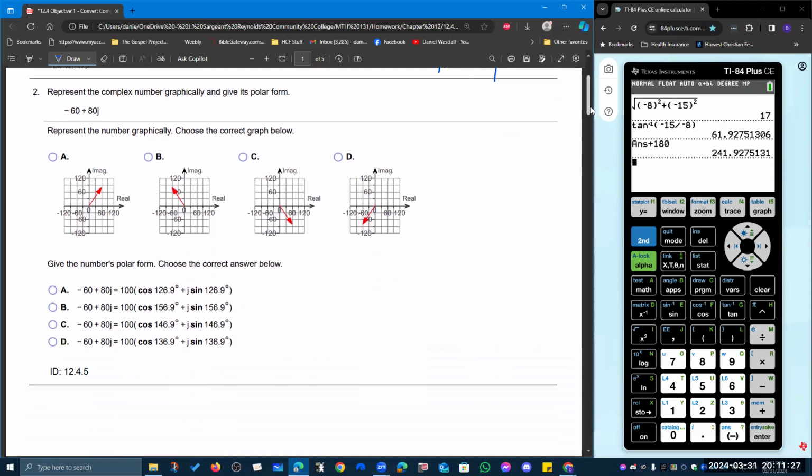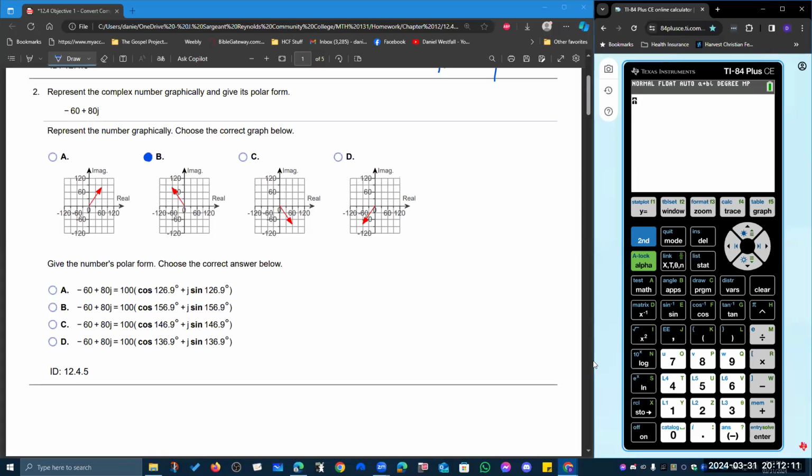Now we're going to represent this number, negative 60 plus 80j. A negative x and a positive y should put me in quadrant 2. It should be this one. And give the number in polar form. So let's find what the square root of 60 squared plus 80 squared is. Don't care about the negative because it's going to go away when I square. I get that it's 100. Everybody has 100.